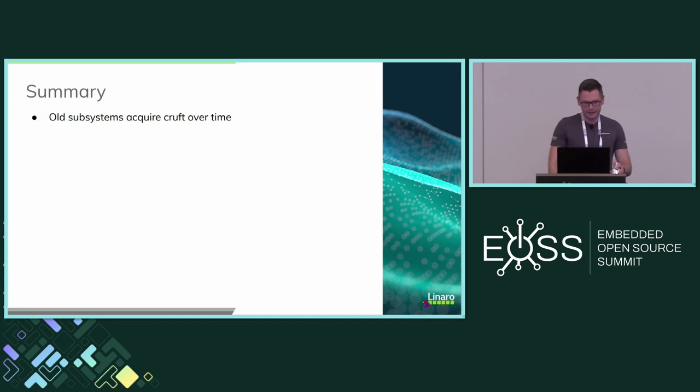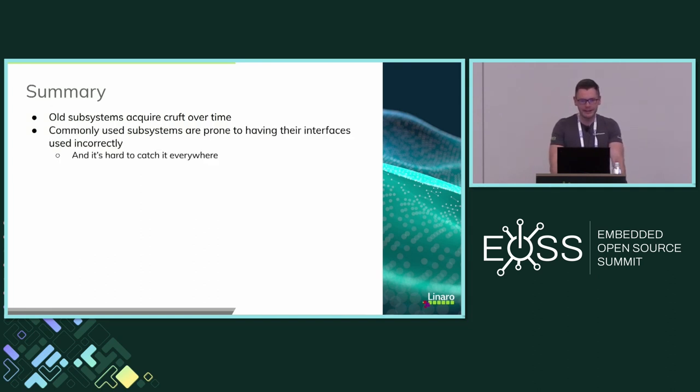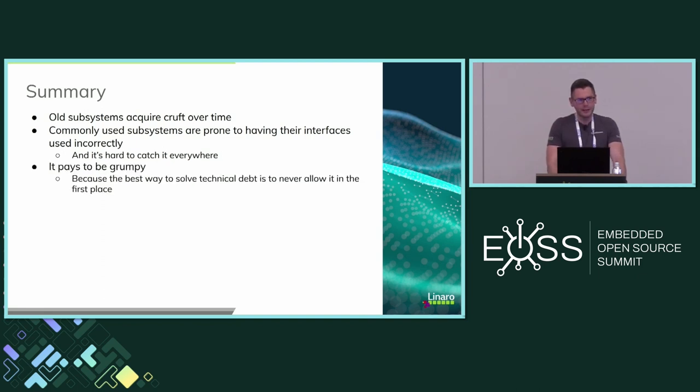So, summary. It's impossible to keep technical debt out of a large code base. Let me go back to the question: how difficult can GPIOs be? Well, they can be 10,000 lines of code difficult. That's the level. Toggling a pin, and you need 10,000 lines of code to handle that. You will accrue technical debt, and it's hard to catch every user using your interfaces incorrectly. What you should do is really filter the code that you're accepting into your subsystem. So it's fine to be grumpy. Don't be bullied into accepting subpar code.